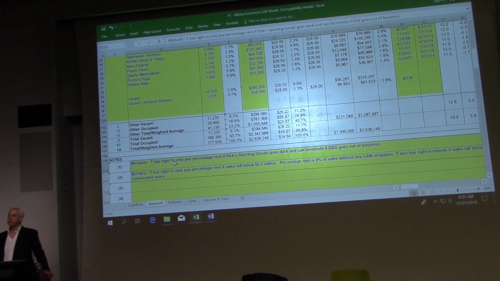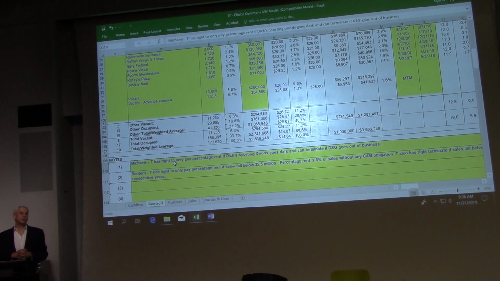Regardless of Michael's sales, they have to pay 11 bucks a foot as long as Dick's Sporting Goods is in and operating. So we talked about going dark. Sometimes tenants, because the operating expenses get so high and the sales are so low, just vacate and turn the lights out. They'll still pay the rent, but it makes no sense for them to operate. Because they turn the lights out, they're no longer there, quote unquote, they've gone dark. Or if DSG goes out of business.